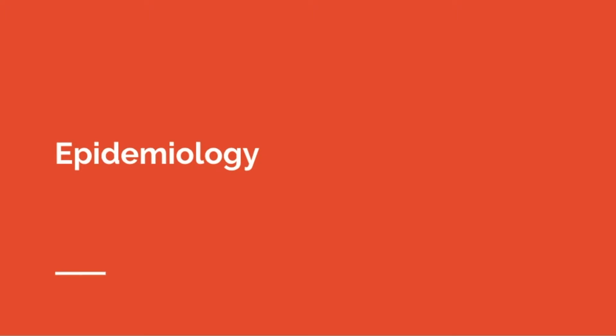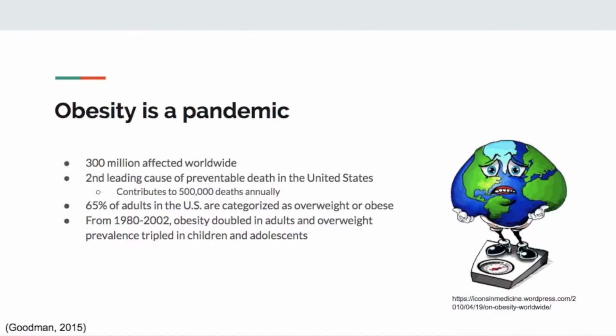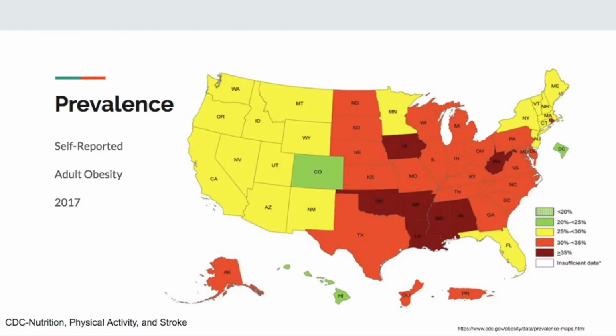Now we're going to talk a little bit about the epidemiology. Obesity is a pandemic. About 300 million people are affected worldwide. Here in the United States, it's the second leading cause of preventable death, and it contributes to 500,000 deaths annually. 65% of adults in the U.S. are categorized as overweight or obese, and between the years of 1980 and 2002, obesity doubled in adults and overweight prevalence tripled in children and adolescents.